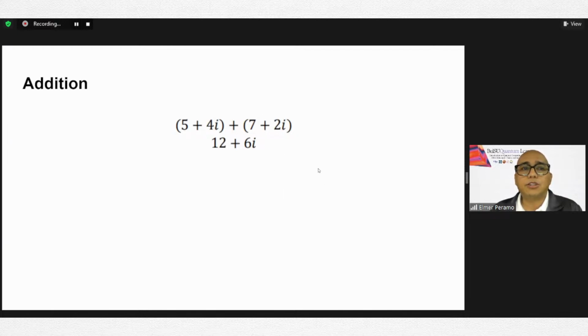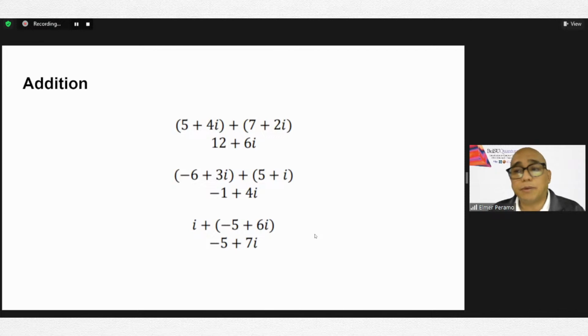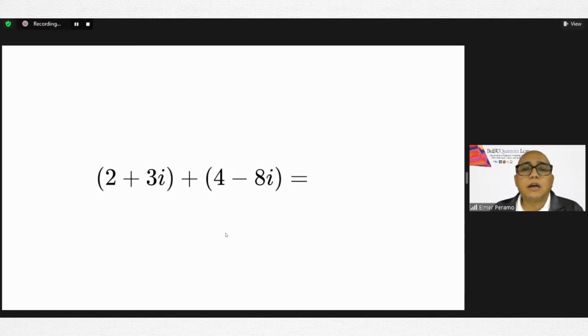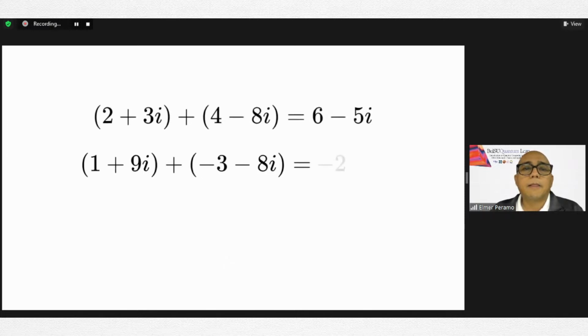So pretty straightforward for addition. These are examples of computation of addition of two complex numbers. This is another one. Negative 6 plus 5 is negative 1. 3i plus 1i is equal to 4i. So the sum is negative 1 plus 4i. This is another example where you can also apply the associative property of addition, just like what we have in the real numbers. So 6 minus 5i. About this one, 1 plus negative 3 is negative 2, and then 9i plus negative 8i is 1i. So negative 2 plus 1i.